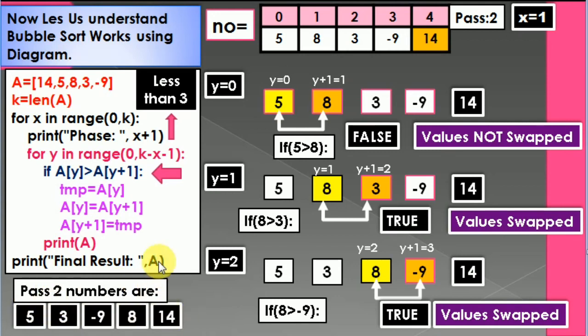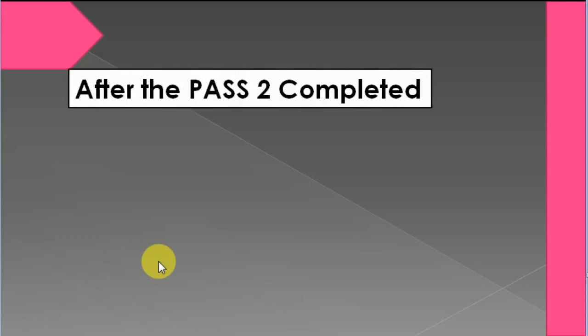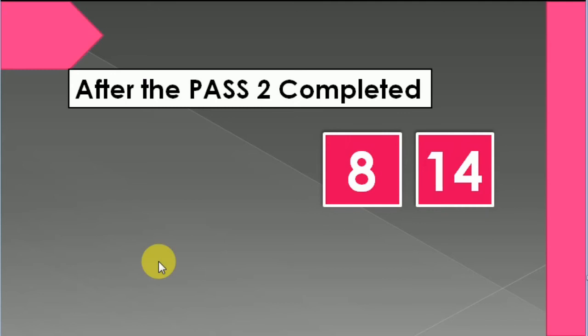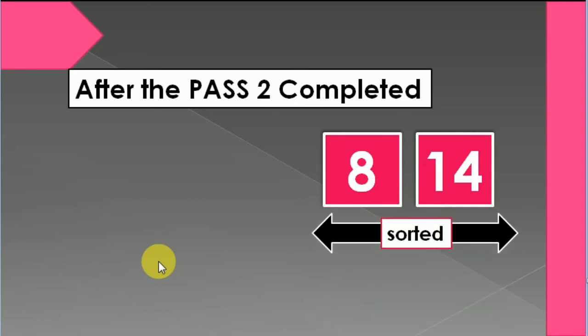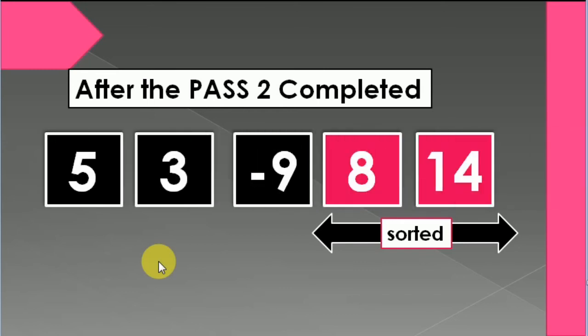So when the second pass is completed, two values have been fixed. Which are those two values? 8 and 14. These are now sorted numbers. And what are the unsorted numbers? These are 5, 3 and -9.